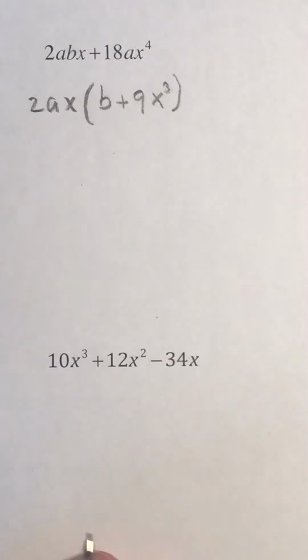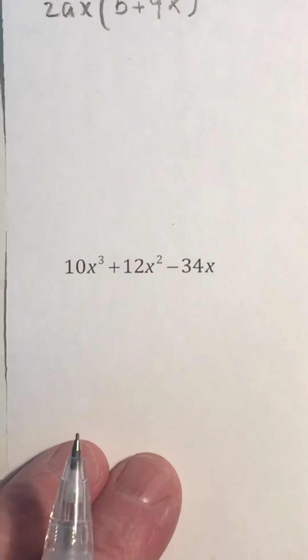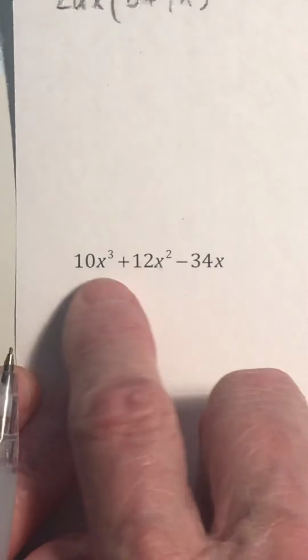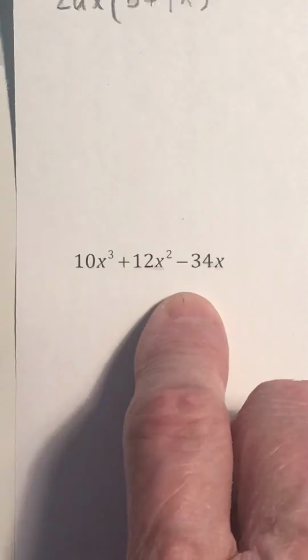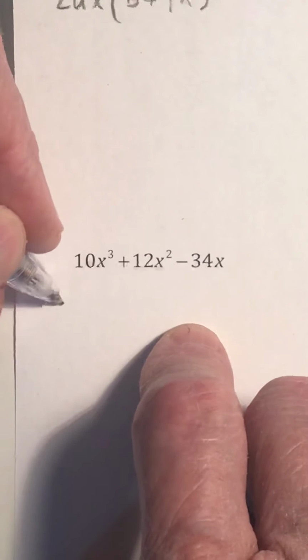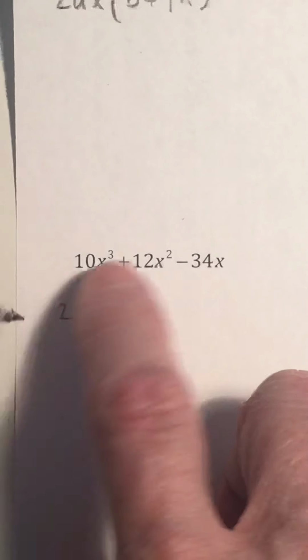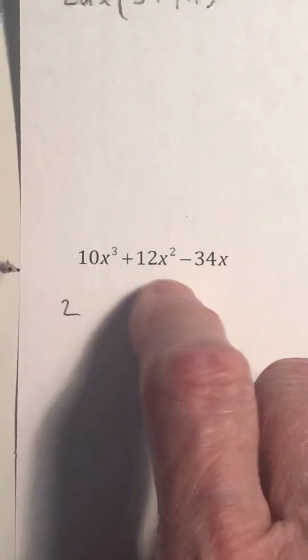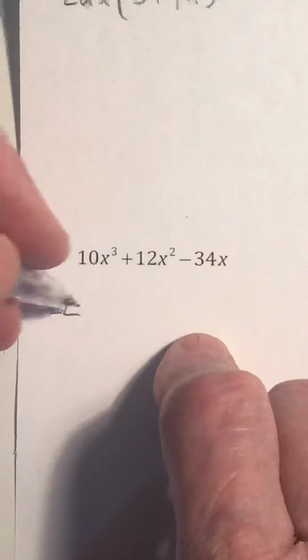Bottom row. 3 terms now. Oh boy. And notice that there are no like terms. There's no adding or subtracting to do here. But I think 2 is as large as we can get for the common factor for the 3 numbers. And for the x's, we got to go with the smallest power.